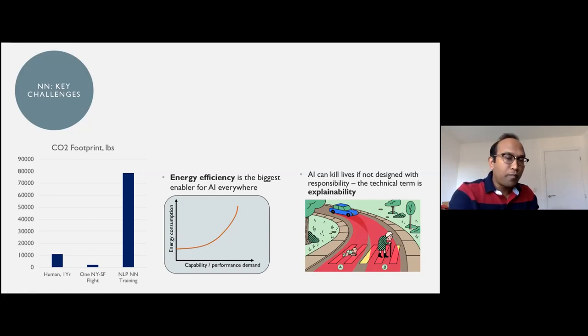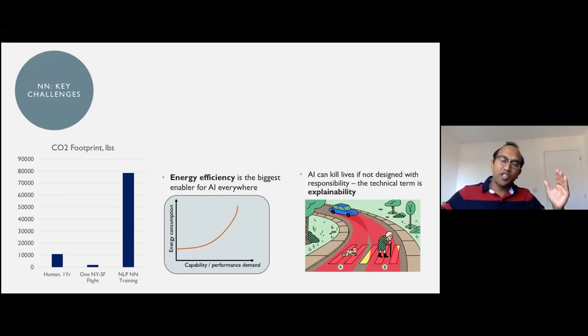Unfortunately, there's a lot of buzz around Tesla, autonomous driving, and all of these other guys, but we are far off when it comes to explainability. We don't know how to take responsibility when it comes to AI. This is the reason why we cannot take responsibility, and I go back to my neural network theory again.